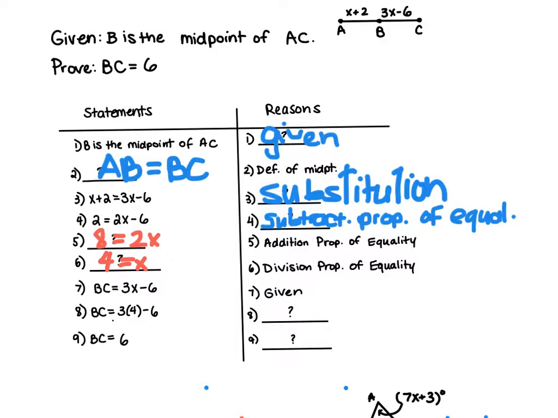7 says BC equals 3x minus 6. That was given to you. And then 8, BC equals 3 times 4 minus 6. What happened there? Substitution.